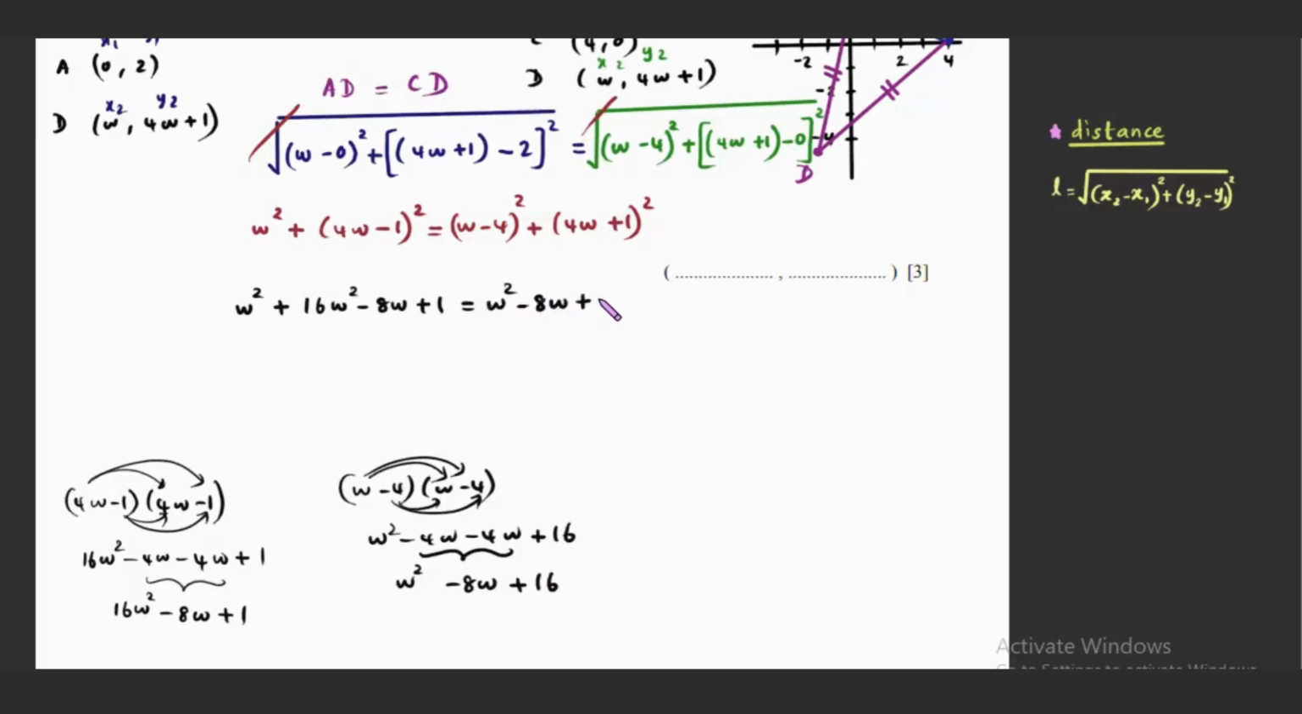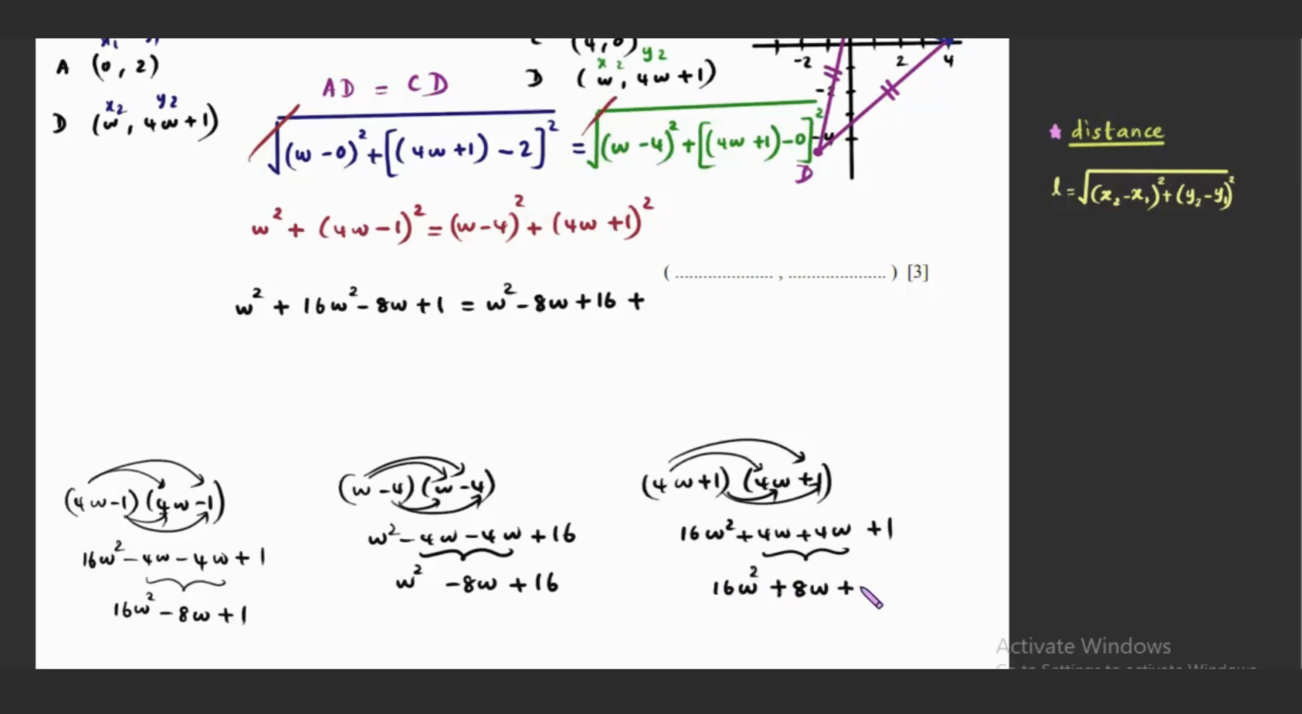With this, I need to add (4w + 1) squared. That means I need to multiply (4w + 1) times (4w + 1). So I have 4w times 4w, which is going to be 16w squared. 4w times 1 is 4w. 1 times 4w is 4w. 1 times 1 is 1. I combine these two together, which is 8w. So I have 16w squared plus 8w plus 1. I'm going to put that here: 16w squared plus 8w plus 1.